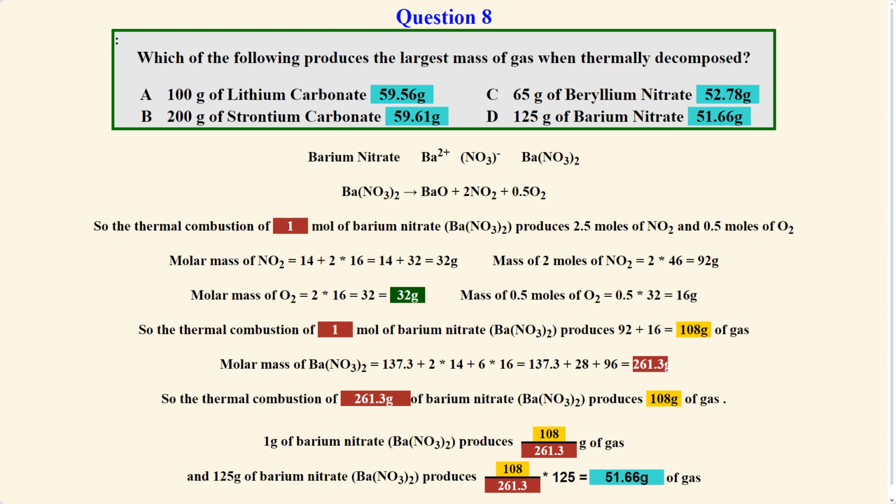So now we've got the 4 answers. We can see that the winner, just about, is B. That gives us the most mass of gas, so B is the answer there. So that's that. That's those questions.